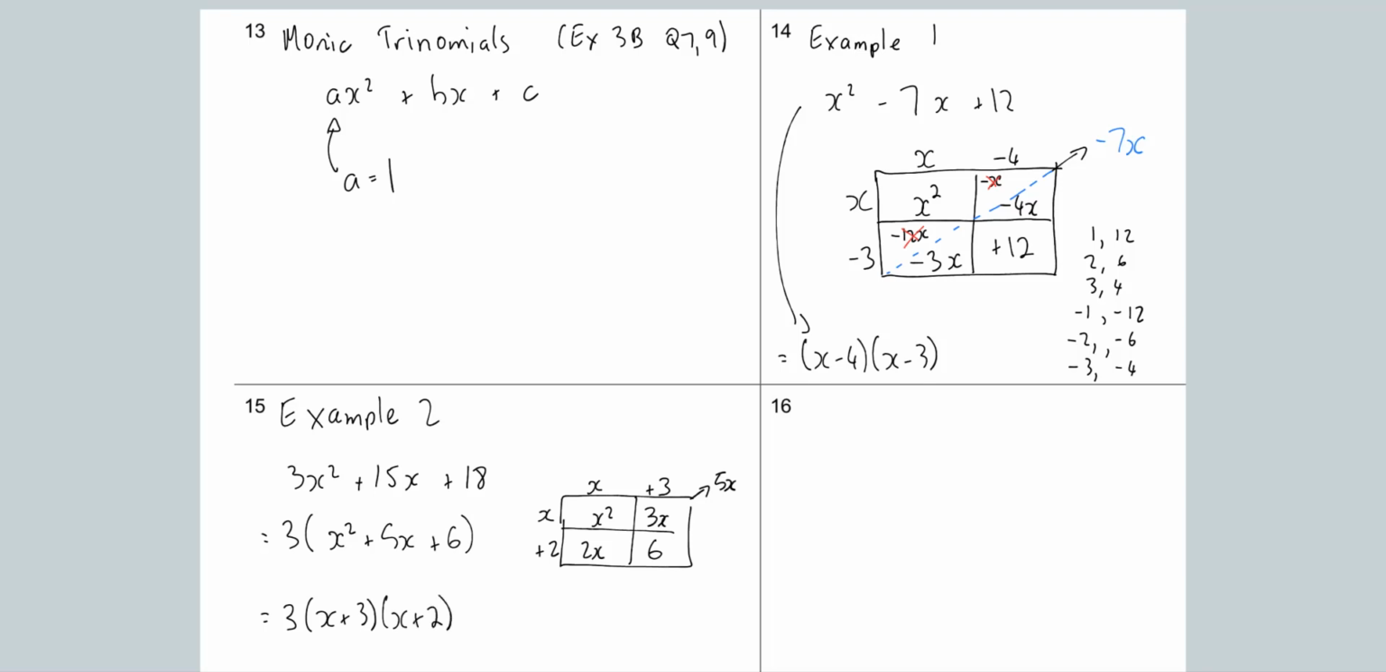So just be mindful that sometimes more difficult problems aren't so bad, because if you factorize them first with a common factor, the resultant problem is much simpler to solve. I'll leave it there and have a go at exercise 3B, questions 7 and 9, and see how you go.